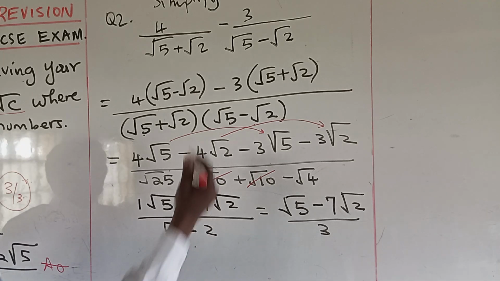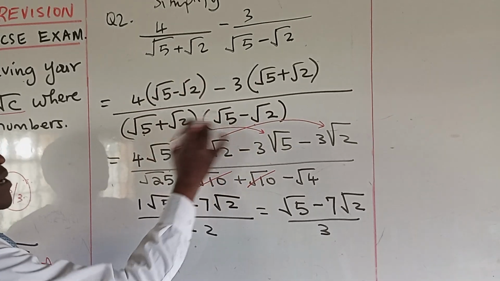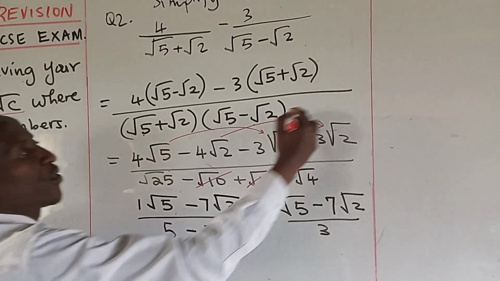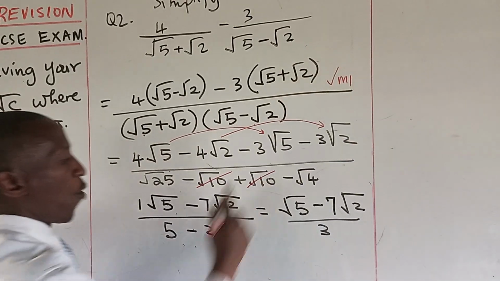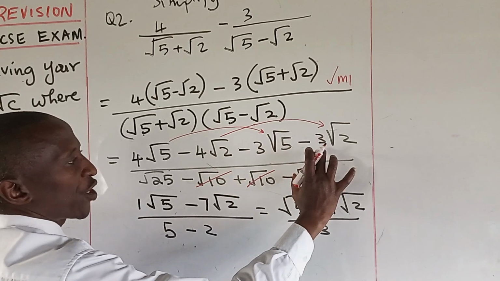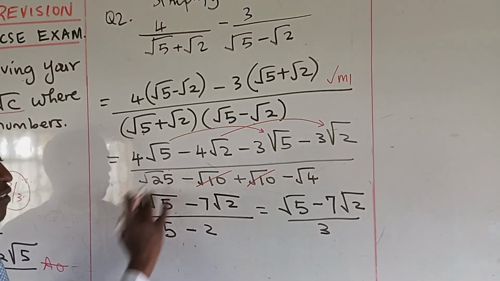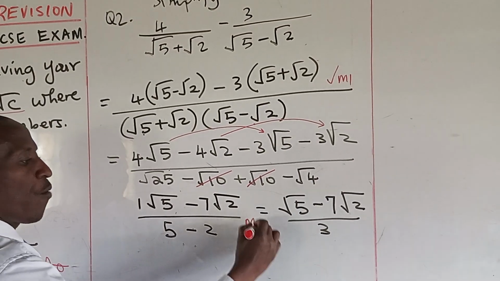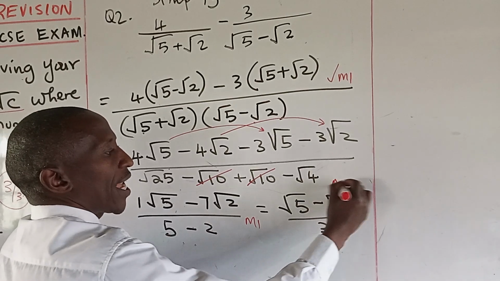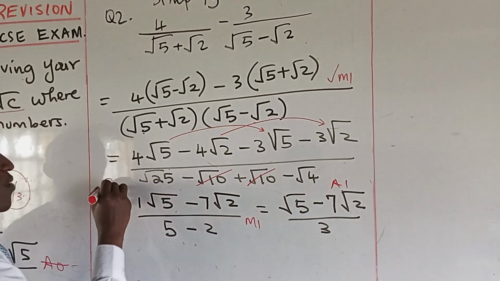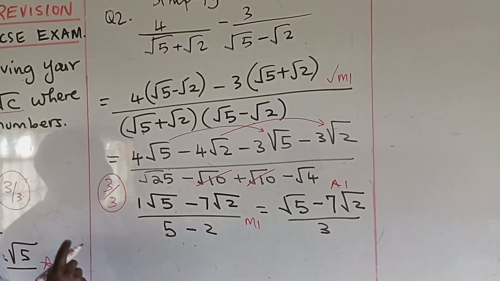So we do the marking and we see the use of the respective LCM, which is serving as a conjugate, and that gives you M1. When the student is able to simplify this expression and arrive at this final step of the working M1, and the answer here A1, which is accurate, the student earns 3 out of 3.